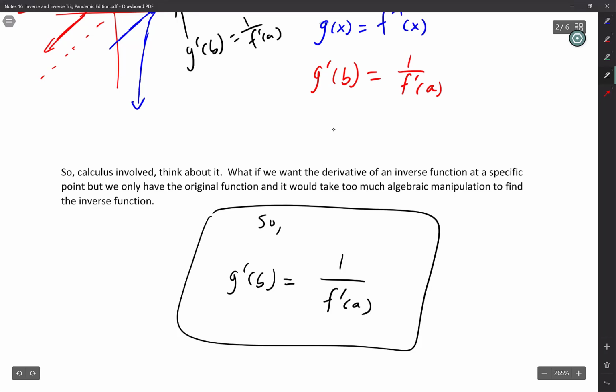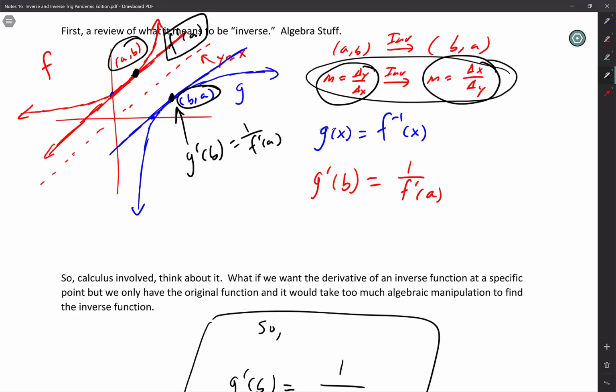Yes, if A and B are. It's just that I don't have an A on blue, that's why. But yes, I know what you're trying to say. So then, f prime of A is equal to 1 over g prime of B? Yes, it is equal to that.